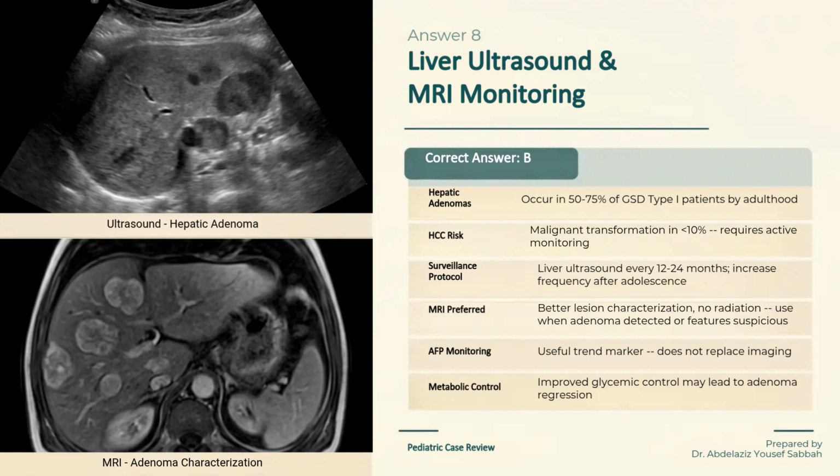Alpha-fetoprotein is a useful trend marker but does not replace imaging. Encouragingly, improved glycemic control may even lead to adenoma regression.